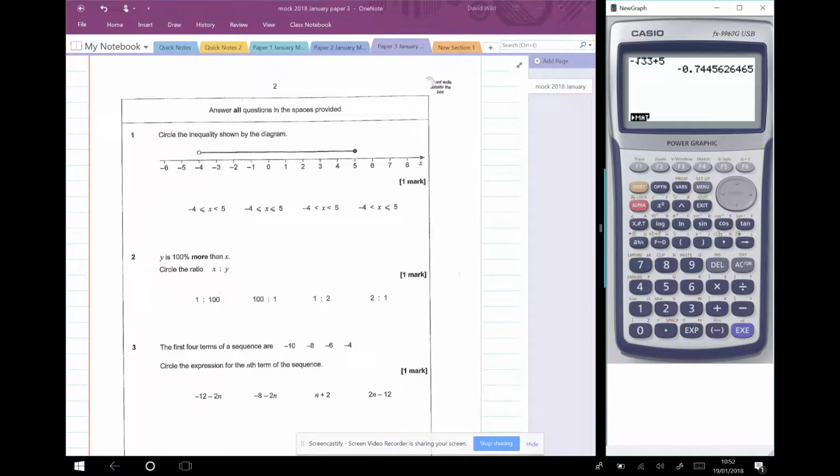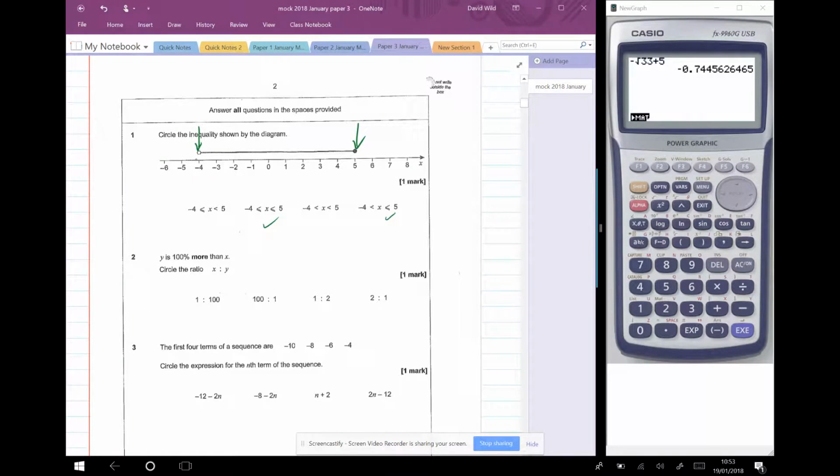So the first thing we need to know is the little circles without being filled in are less than or greater than, and the ones that are filled in here, these are less than or equal to or greater than or equal to. So this is representing something which is greater than -4 but less than or equal to 5.